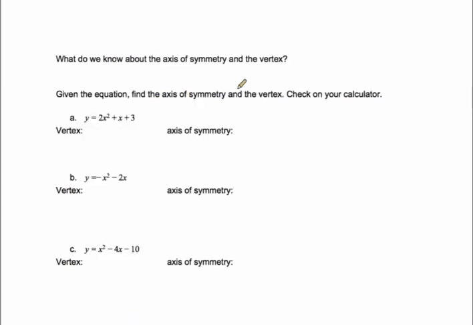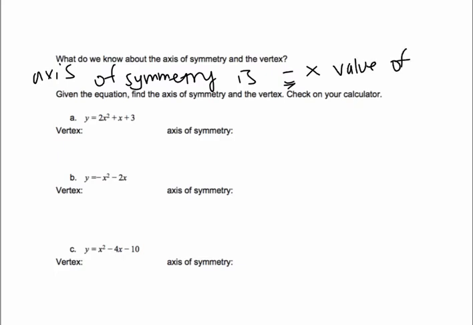So what do we know about the axis of symmetry and the vertex? We know that the axis of symmetry is equal to the x value of the vertex. So given the equation, we're going to find the axis of symmetry and the vertex.